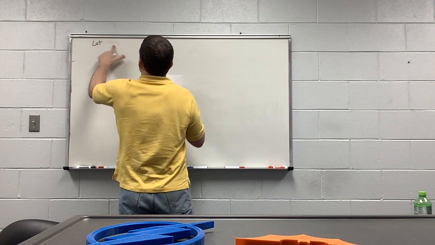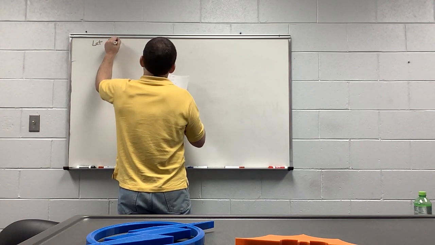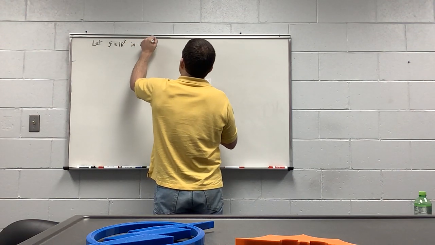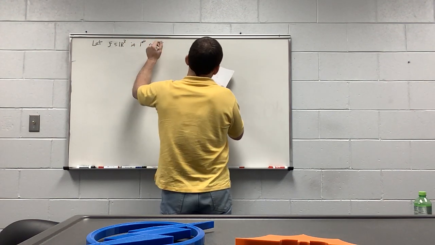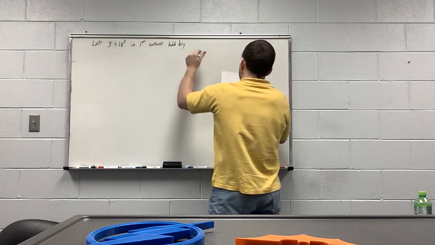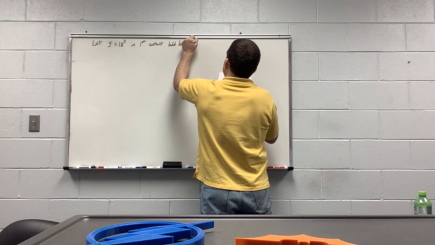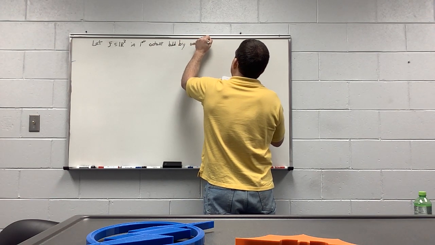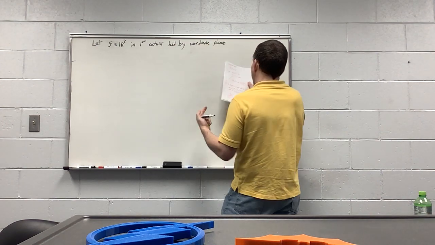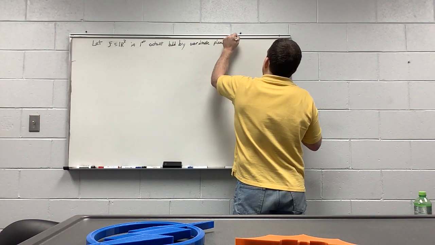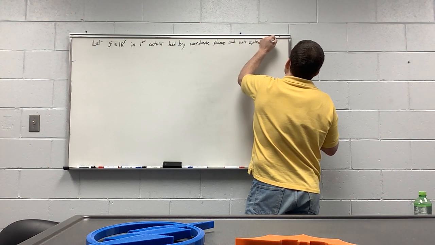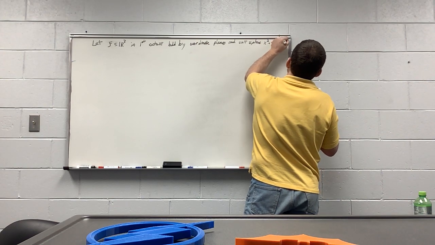Let F, no, not my function yet. Let F be contained in R3, my region F, in the first octant, where x, y, and z are all positive, obviously, bounded by the coordinate planes, which will make sure it's always greater than or equal to 0, and the unit sphere, x squared plus y squared plus z squared equals 1.